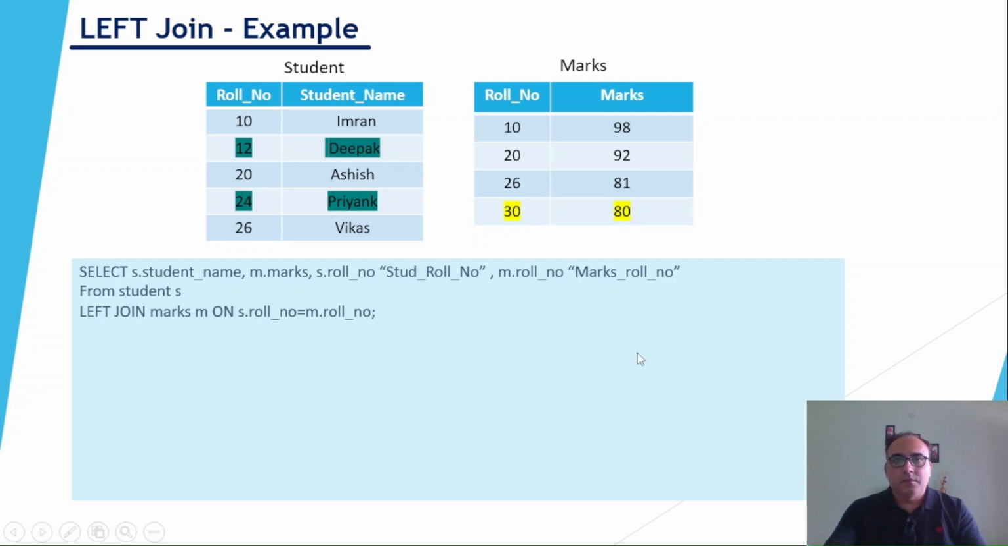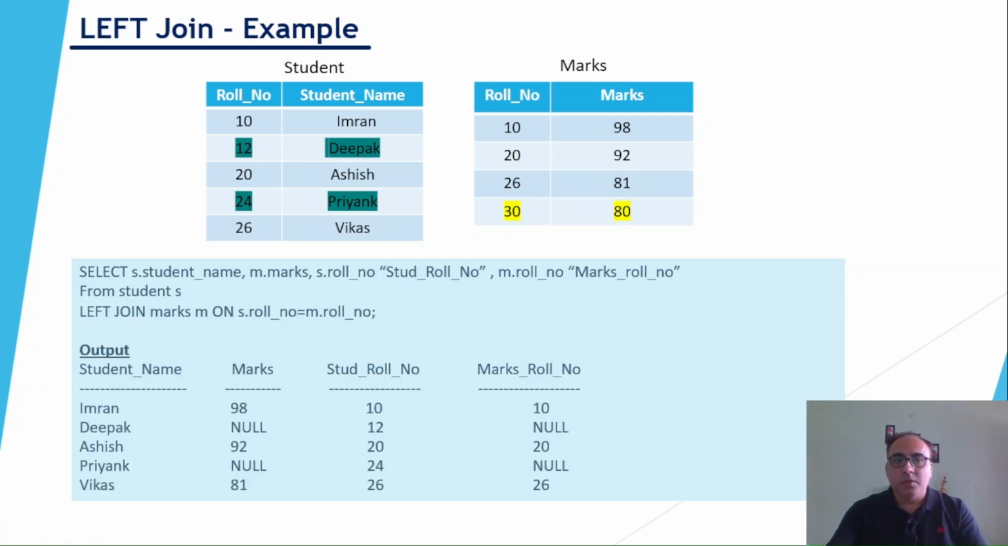So let's see the outcome. This will be the result. In this result, we are seeing all the rows from the student table. For roll number 12 and 24, we don't have any direct match in the marks table, so for the marks and marks_roll_number columns, we have null values. So this is the example of left join, or left outer join.